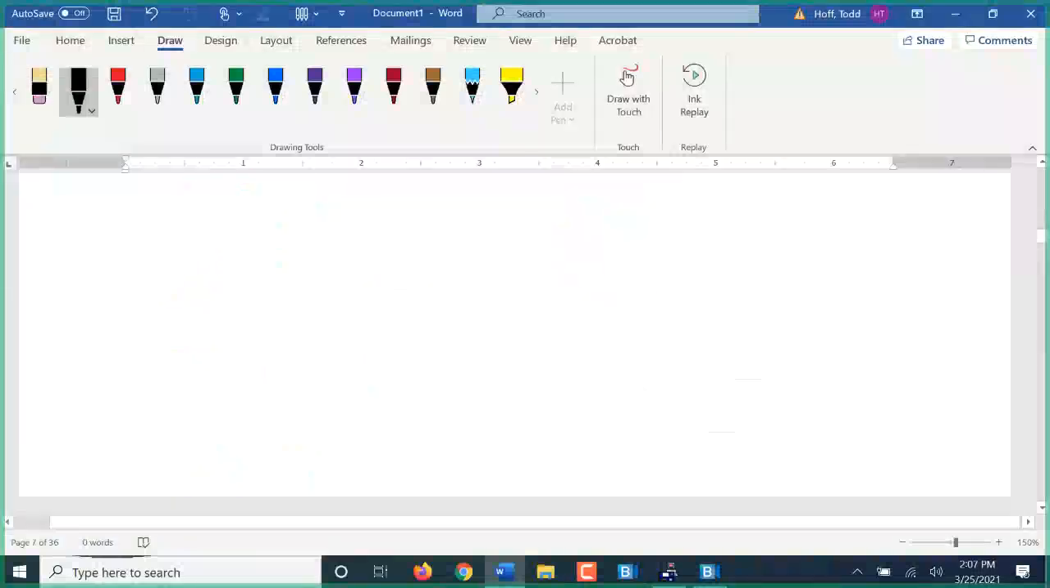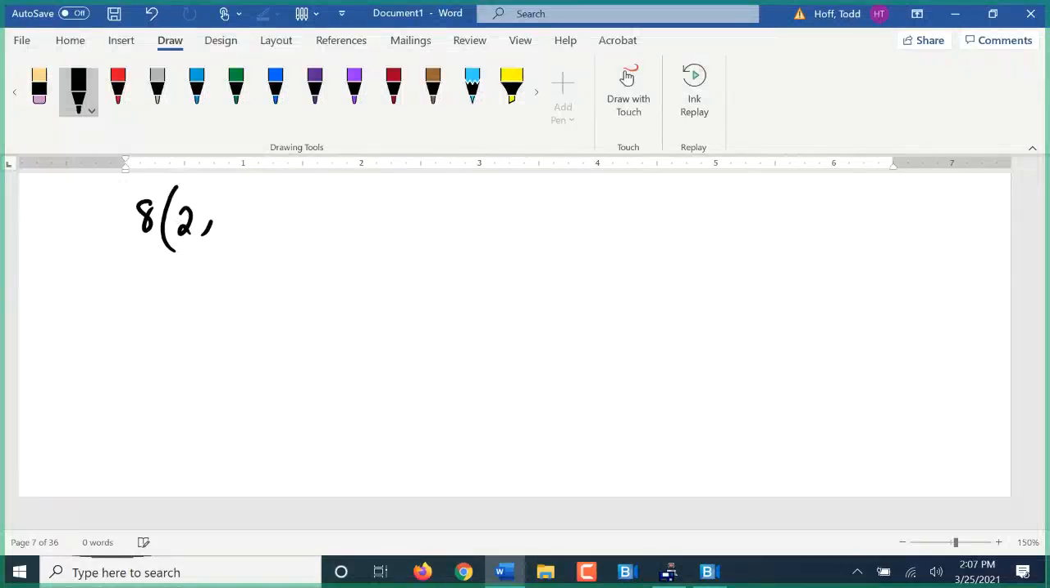Well, today we're going to move up into more difficult equations, more complex equations. We're going to start something like this. 8(2x - 7) + 5 = 24.